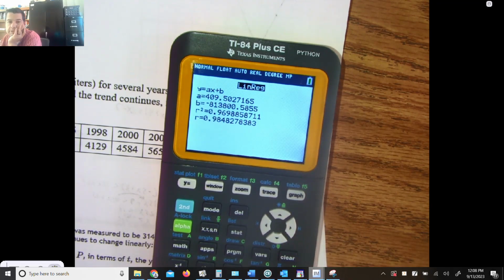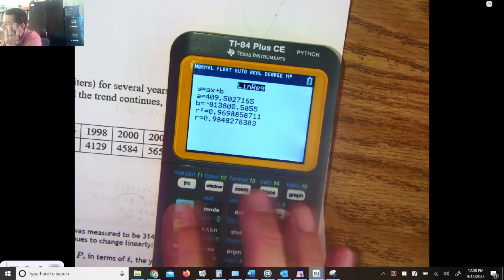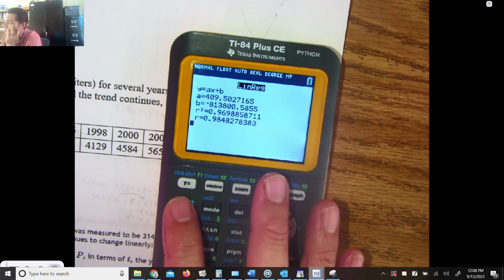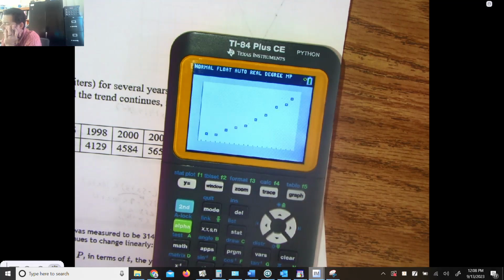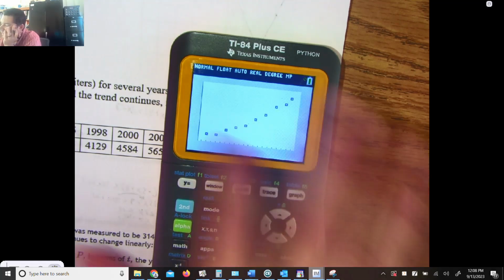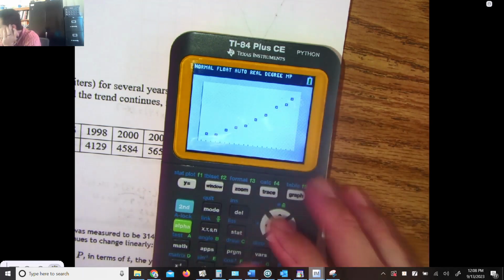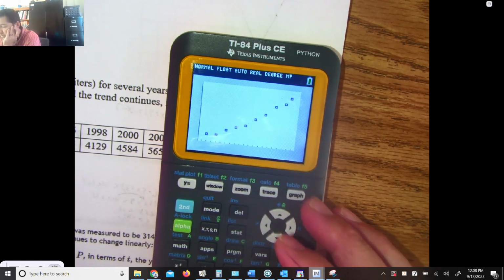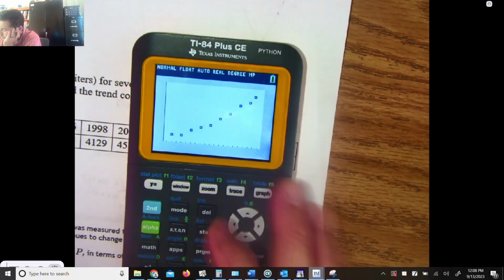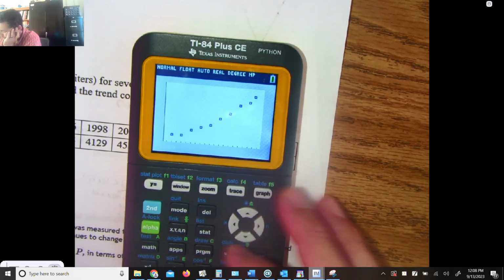All right, there she is. The R value is high. The R value is like ridiculously high. And if I do a zoom 9 and look at it, it's linear. A case could be made that it might be exponential, but it's linear. So it does appear linear. I'm going to do something a little different on this one just because I can.